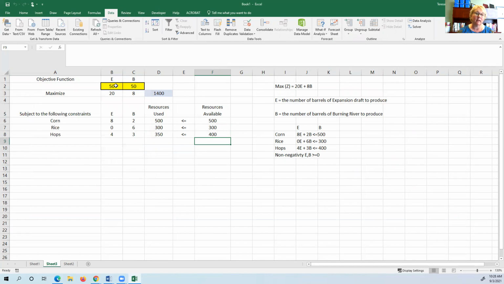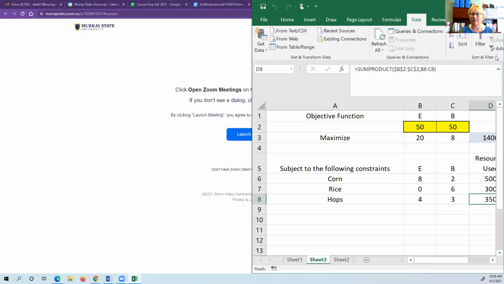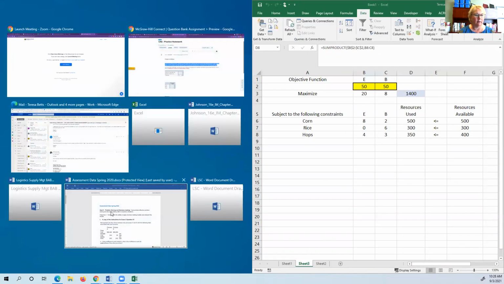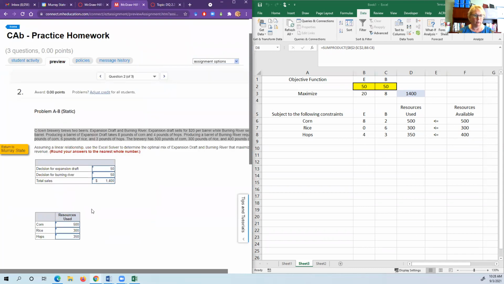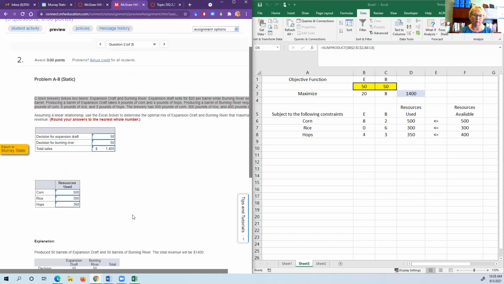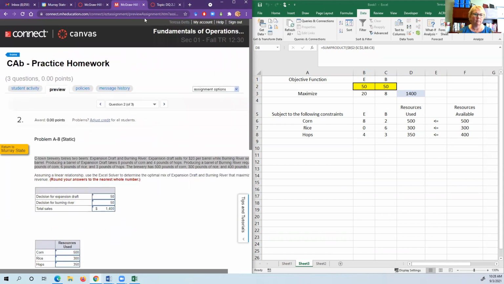And it comes back and tells me I need to produce 50 of expansion draft, 50 of burning barrel for a profit of $1,400. And it tells me that I'm going to use 500 corn resources, 300 rice resources, and 350 hops resources. Now let's do a quick check of that against our response here. 50, 50, 1,400, 500, 300, and 350. There you go. All right.